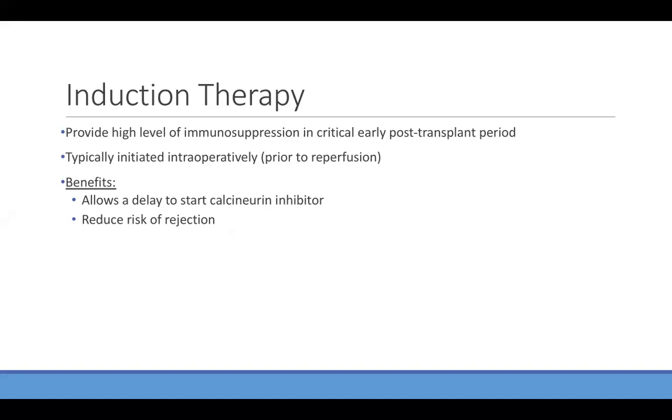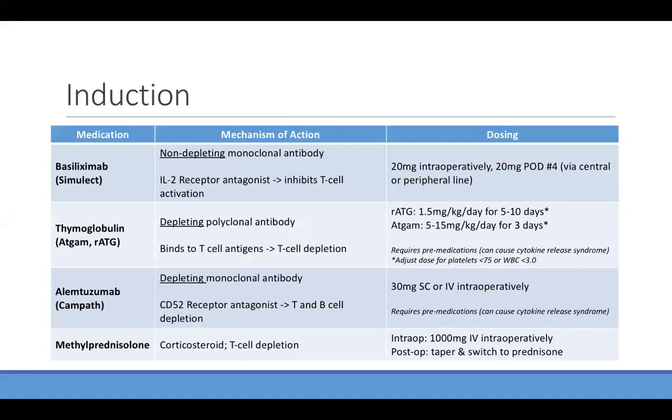But again, this is not without side effects and adverse effects that the patient could experience, as with our induction agents, which are basiliximab and thymoglobulin. Thymoglobulin especially has a lot of infectious complications that the patient could experience, which we will discuss.